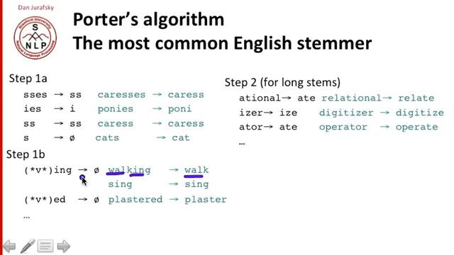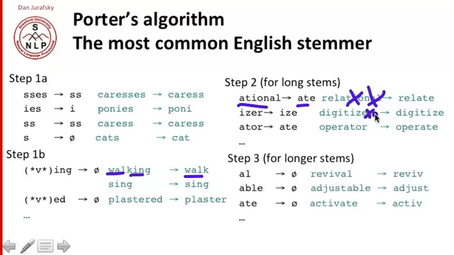And there's lots of other such rules. So ational turns into ate, so we can cross off the al of relational and the ion and end up with relate, and izer to ize, and so we cross off the r, and so on. And the rules get even more complicated. So as you get to very long stems, you're going to remove the al of revival and the able and so on.